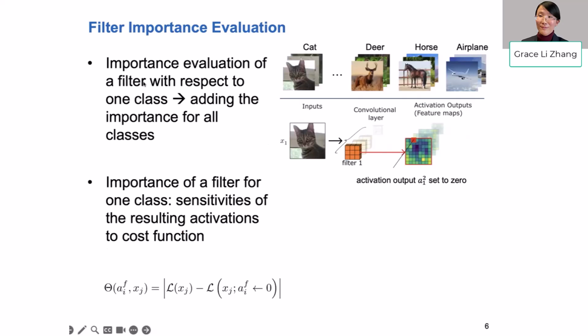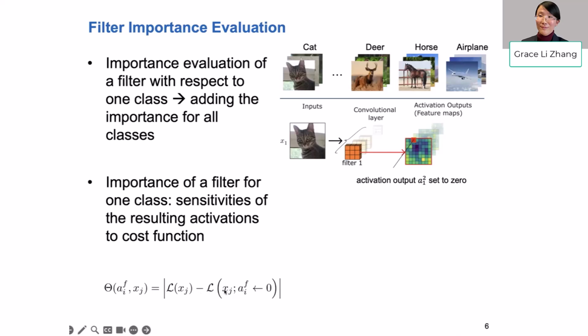To address this problem, we first evaluate the importance of a filter with respect to 1 class, and then we add the importance scores of a filter over all the classes. For example, for a filter in a convolutional neural network, if you give an image, you will generate some output activations. The importance of the filter for one class can be evaluated by the sensitivity of the resulting activations to the cost function. For example, if we reset this output activation to 0, what would happen to the resulting cost function?